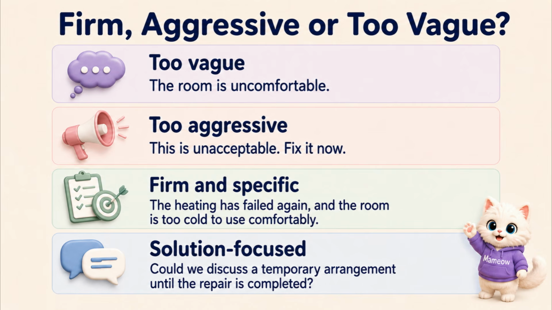Effective negotiation requires language that is firm enough to communicate the problem but controlled enough to support cooperation. "The room is uncomfortable" is too vague because it does not identify the specific issue. "This is unacceptable. Fix it now" is aggressive and gives the other person little opportunity to respond constructively. "The heating has failed again, and the room is too cold to use comfortably" is firm and specific. "Could we discuss a temporary arrangement until the repair is completed" moves the conversation towards a solution.